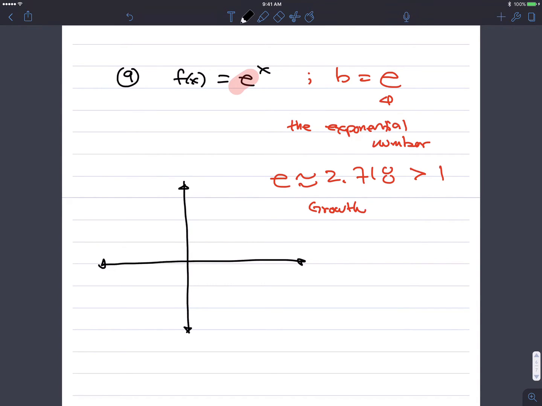And so it's going to look like this. It's going to go through (0, 1) again, and it's going to grow really fast. To the left, it gets close to the x-axis. X and y. So let me try to be a better artist here.